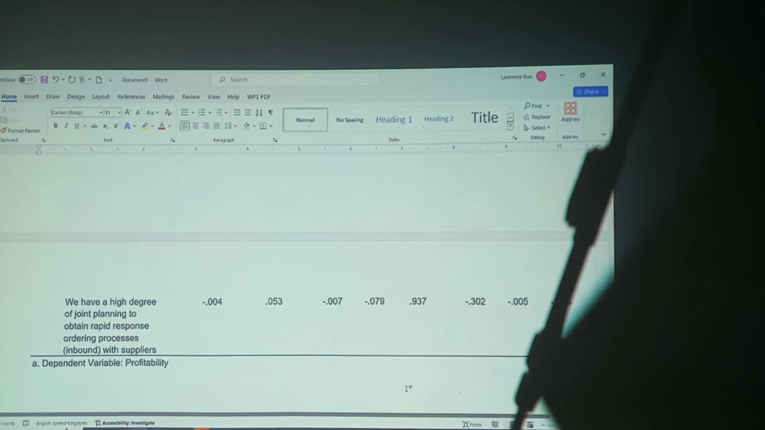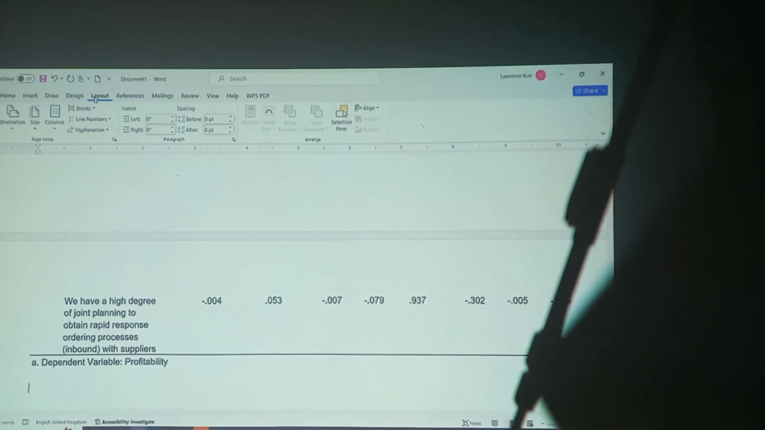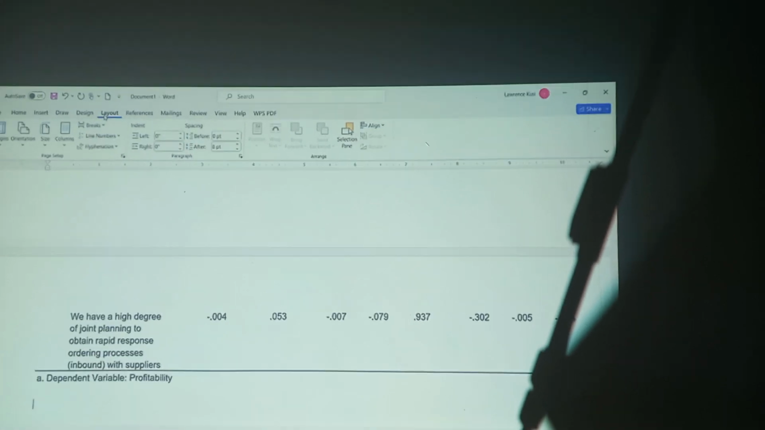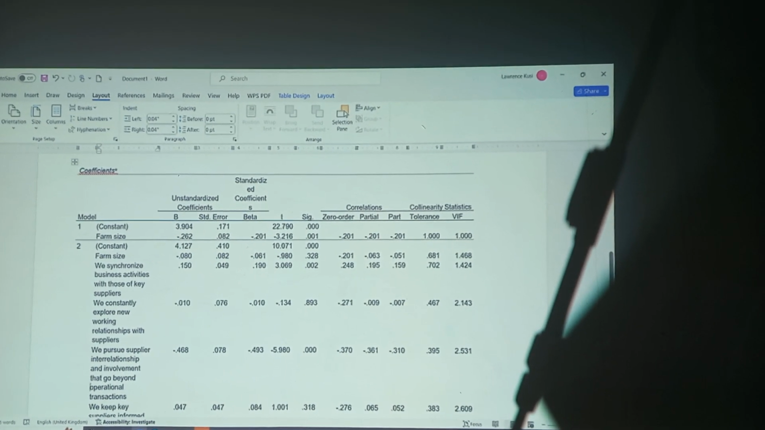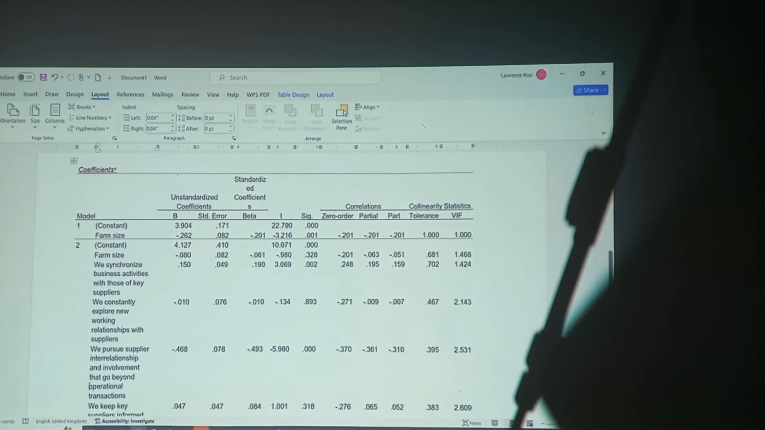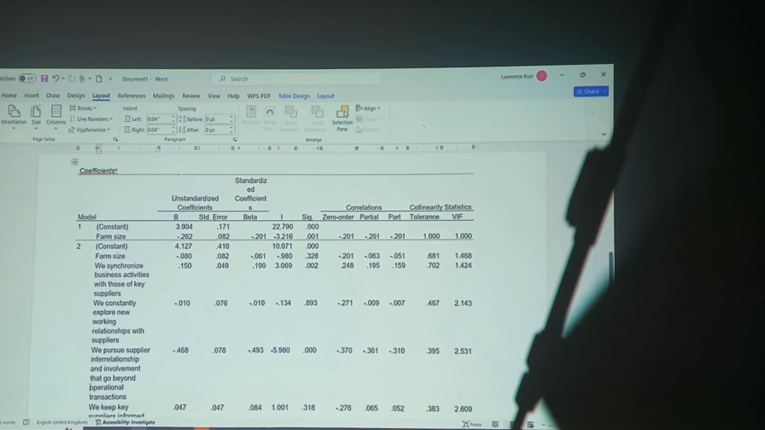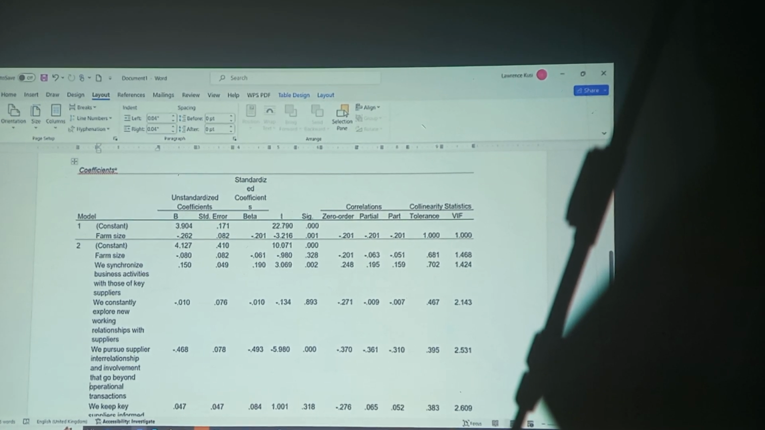Put the coefficient table and place it there. Let's go to our table. This is the edited coefficient table showing the contribution of each of the predictors.